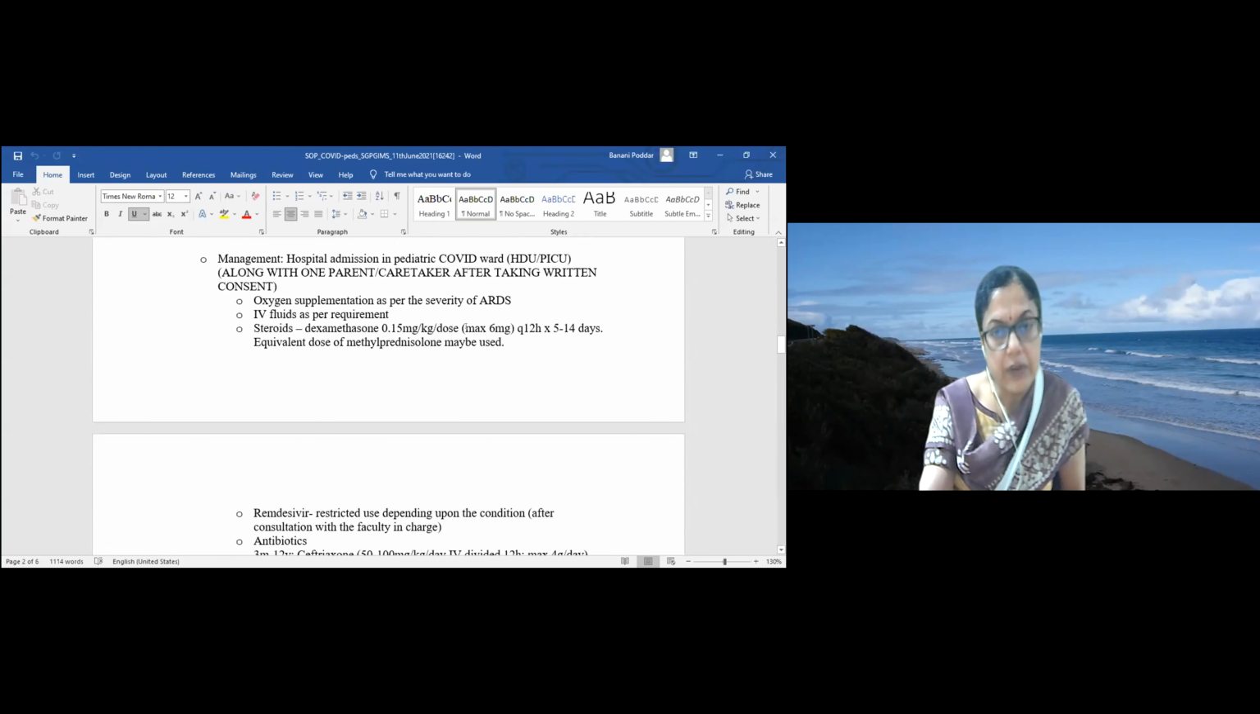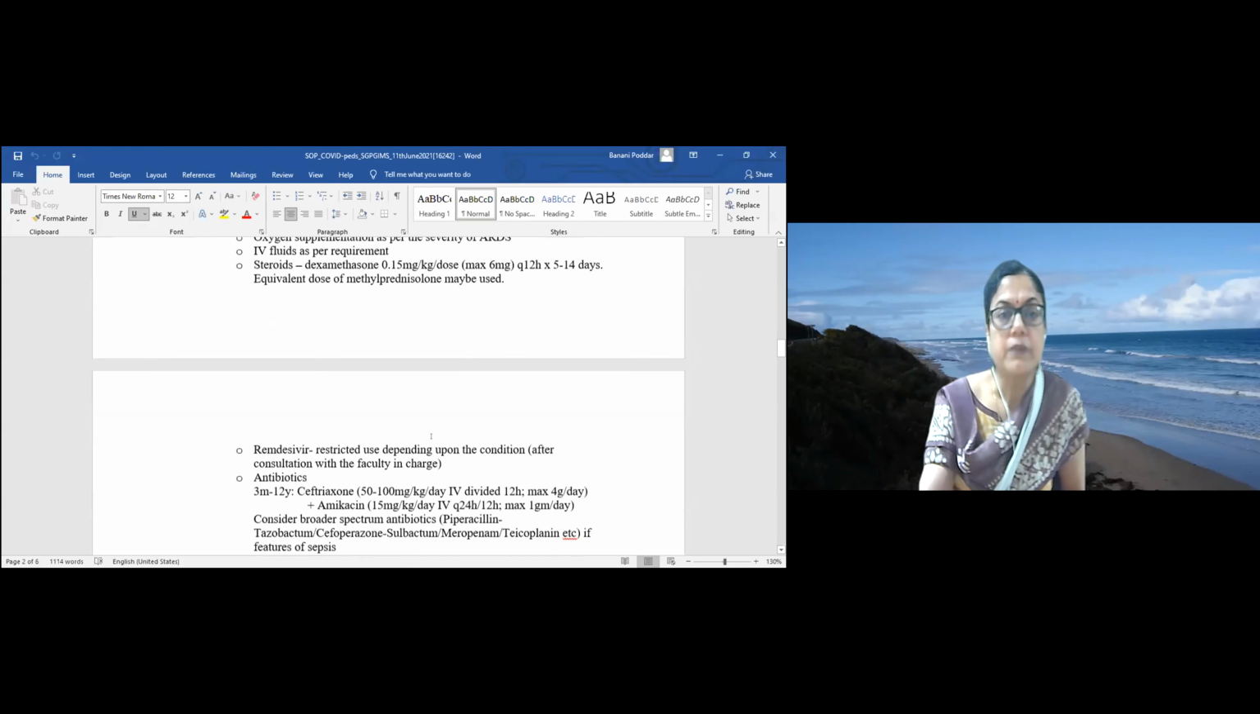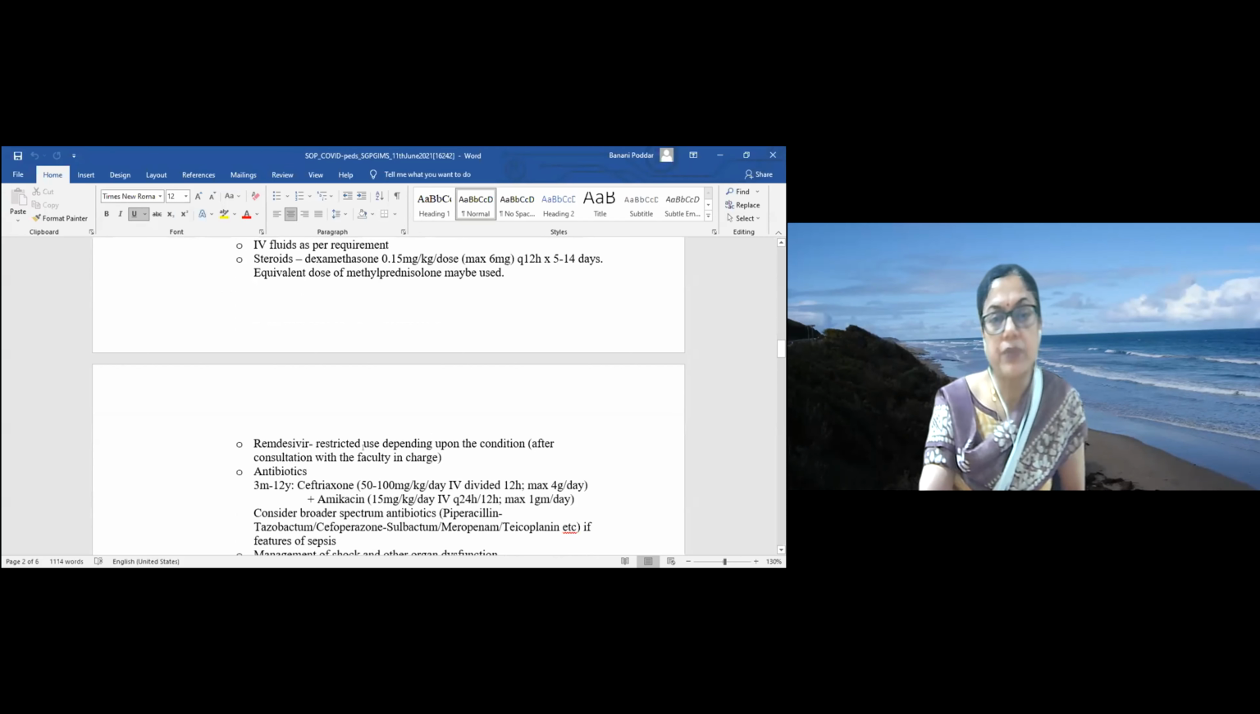Now, this is a little different from the adults where we were giving only once a day. It says clearly every protocol is saying twice a day, but I suppose one can weigh the pros and cons and then decide. An equivalent dose of methylprednisolone can be used, which means into 5 times. And remdesivir is now practically out, but if somebody is very keen, then it can be used depending upon the condition and if the child is older than 8 years or so.